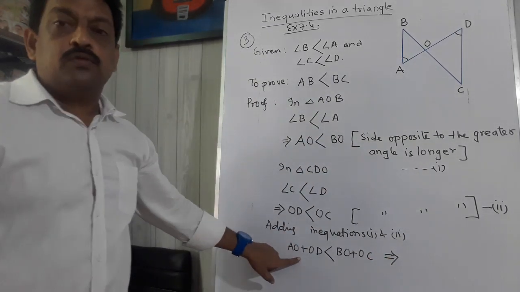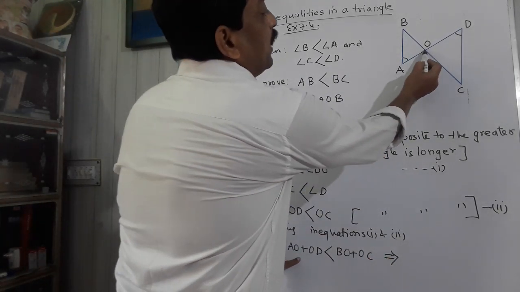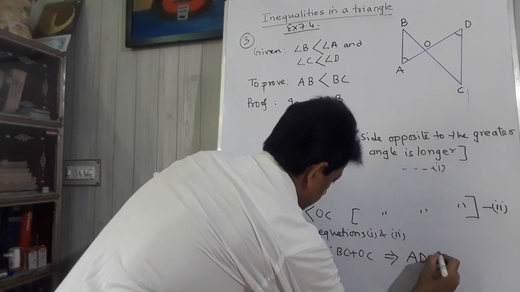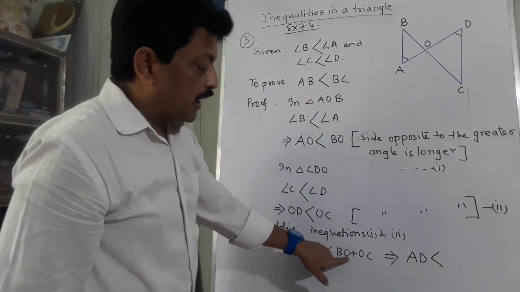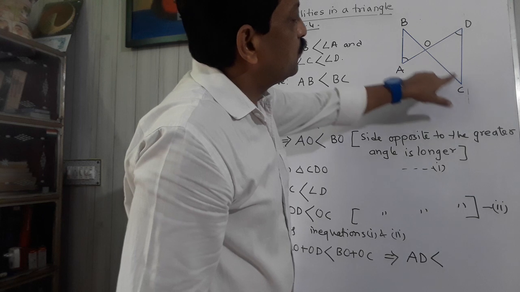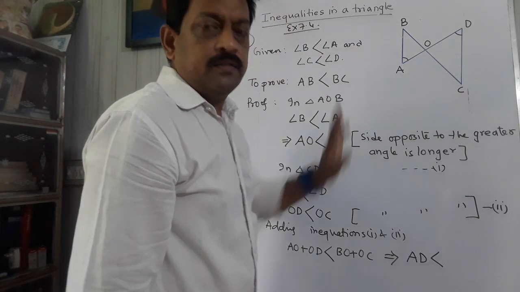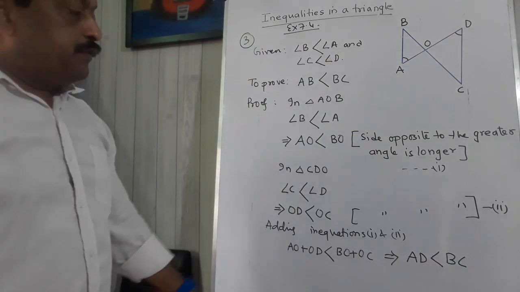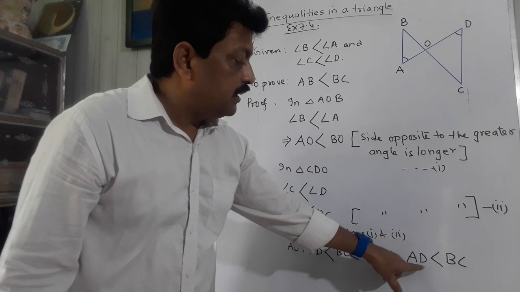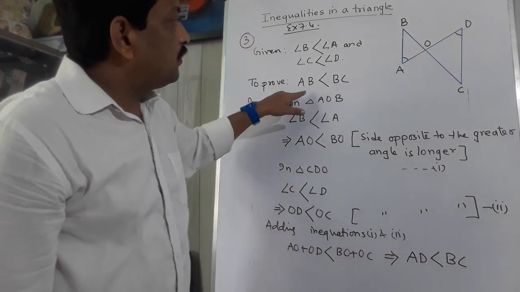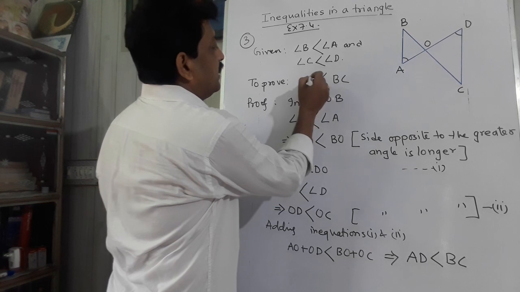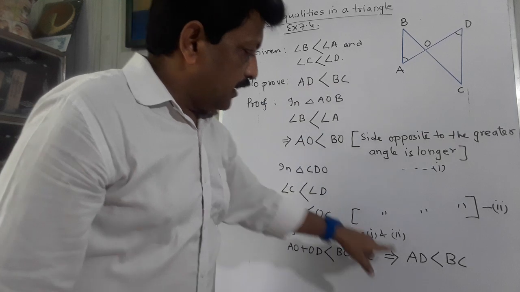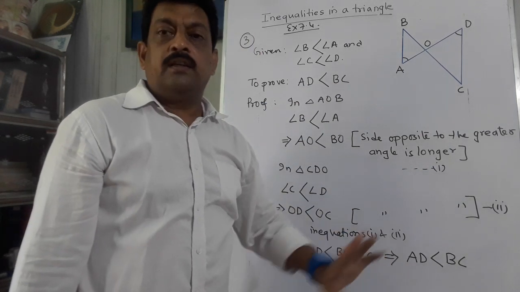Now what is AO plus OD? See the diagram. AO plus OD is AD, less than. Similarly, BO plus OC makes the whole length BC. Okay, so it is BC. Therefore, by adding, we have got AD less than BC. AD less than BC we needed to prove, and that is what we have got.